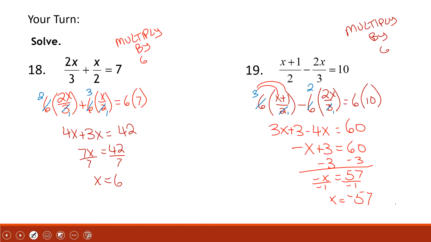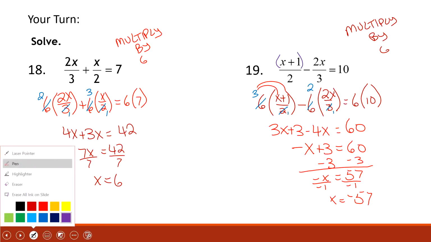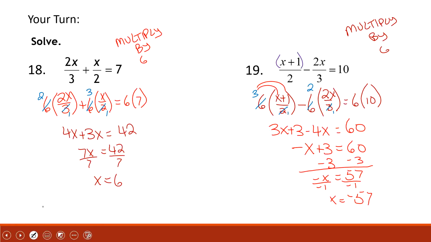Go through, cancel everything out when we do our cross canceling. We ended up having to distribute 3 to x over 1. Remember, you might have to put parentheses around something to make it easier to remember to distribute. Common error I always see is 3x plus 1 there. You got to multiply the 1 by the 3 as well. So we end up with 3x plus 3 minus 4x equals 60.